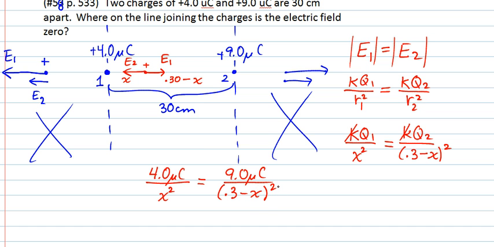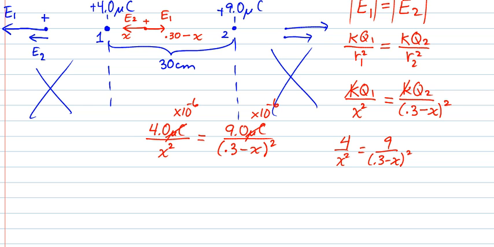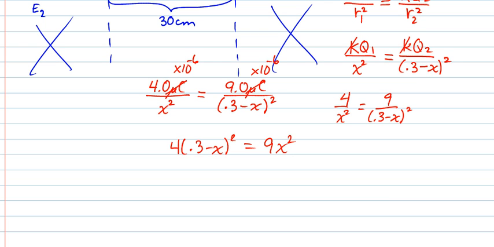From here, I'm just going to solve this expression. The microcoulombs cancel out because that's 10 to the negative 6 over here and 10 to the negative 6 over here. So that makes my calculations a lot easier. I basically have 4 over x squared is equal to 9 over 0.3 minus x quantity squared, which is a quadratic, but it's not horrible. To solve this, we can cross multiply. And don't make the same mistake that I did at one time: 0.3 squared is actually 0.09, not 0.9.